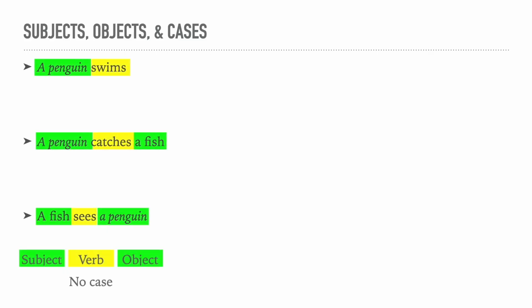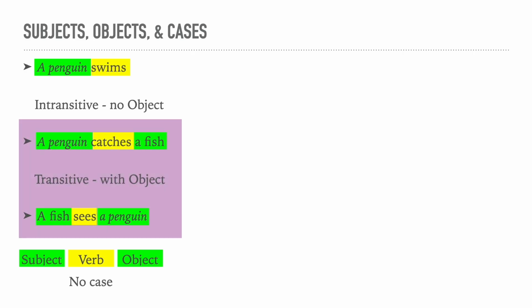And now if we split this up into the types of verbs, we have a penguin swims, that's intransitive. You don't really swim something. And then with our transitive verbs, catch and see, we see that still a penguin is a penguin, however you slice it.